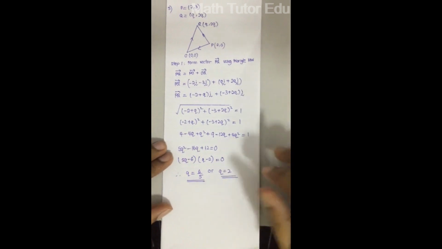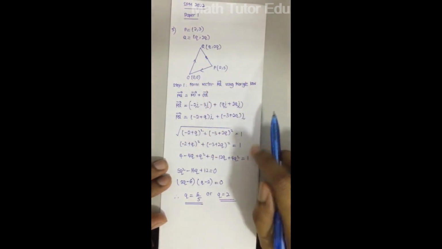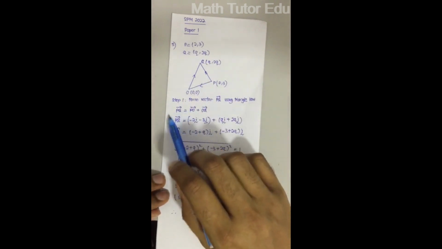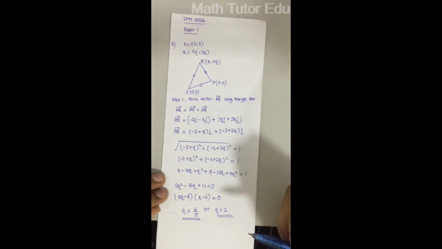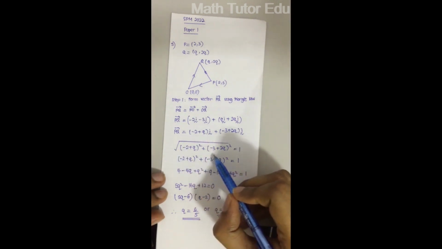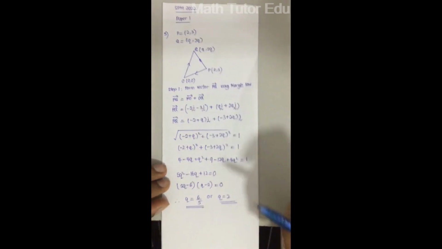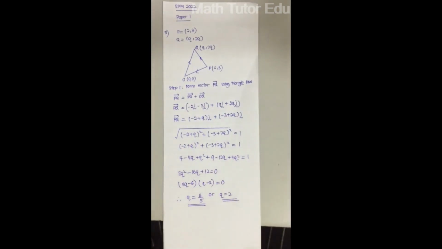Okay, so the summary is very straightforward. You form the triangle law, and then you calculate the vector PQ, and then this vector PQ you relate with the unit vector concept. The unit vector concept is just that the magnitude of the vector is equal to 1. To find the magnitude, it is the square root of x squared plus y squared, and then you equate it to 1, and that's how you get the possible values of q, guys. So that is all for the discussion of SPM 2022 Add Maths Paper 1 question number 5.